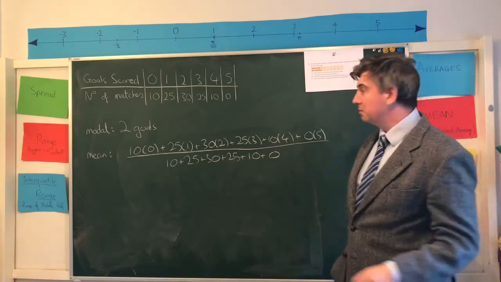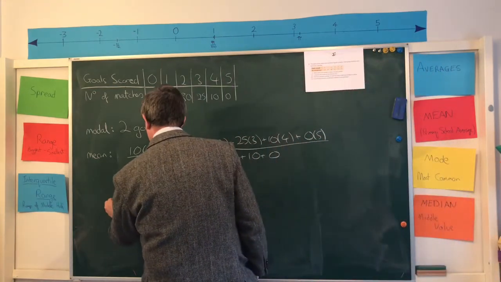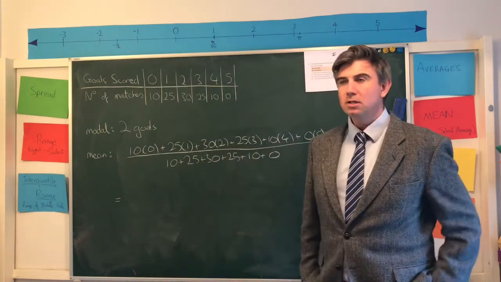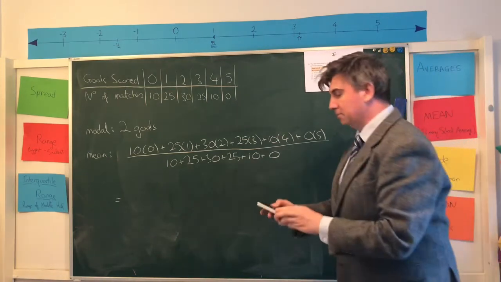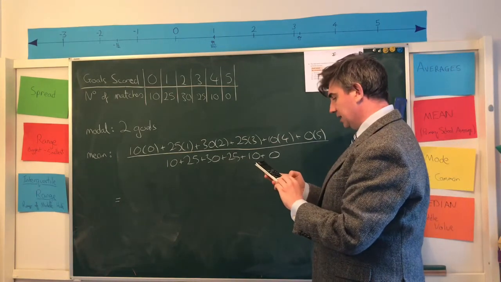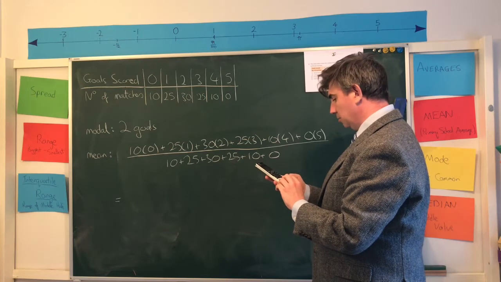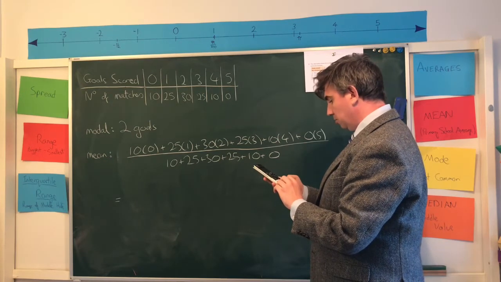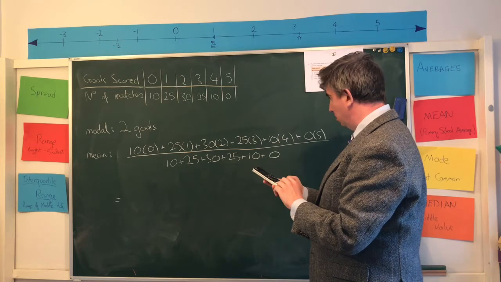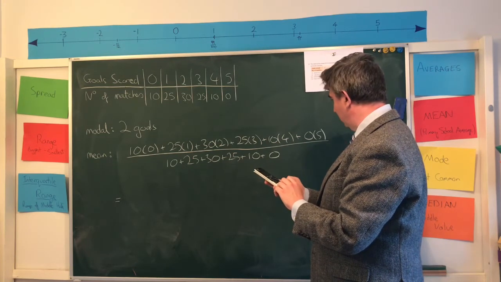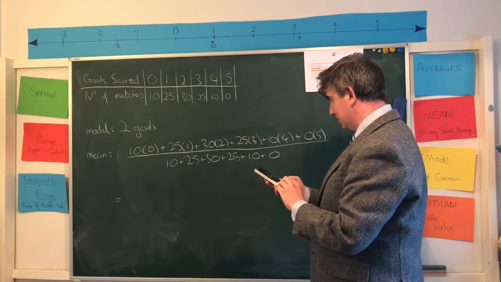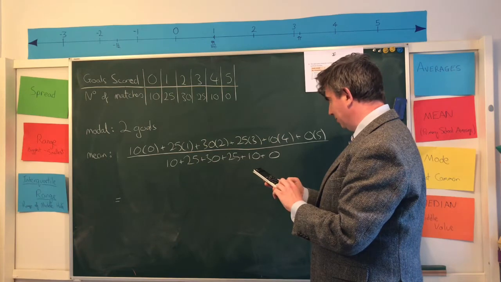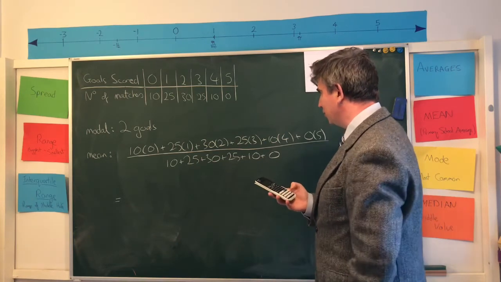And I can just bang that into my calculator, and I get mean, which is equal to, now, it's been a few days since I used my calculator, it's over here. So let's add them up. So it's a fraction, so it's 10 bracket 0 plus 25 bracket 1 plus 30 bracket 2 plus 25 bracket 3 plus 10 bracket 4 plus 0 bracket 5 all over 10 plus 25 plus 30 plus 25 plus 10, which is equal to 2.